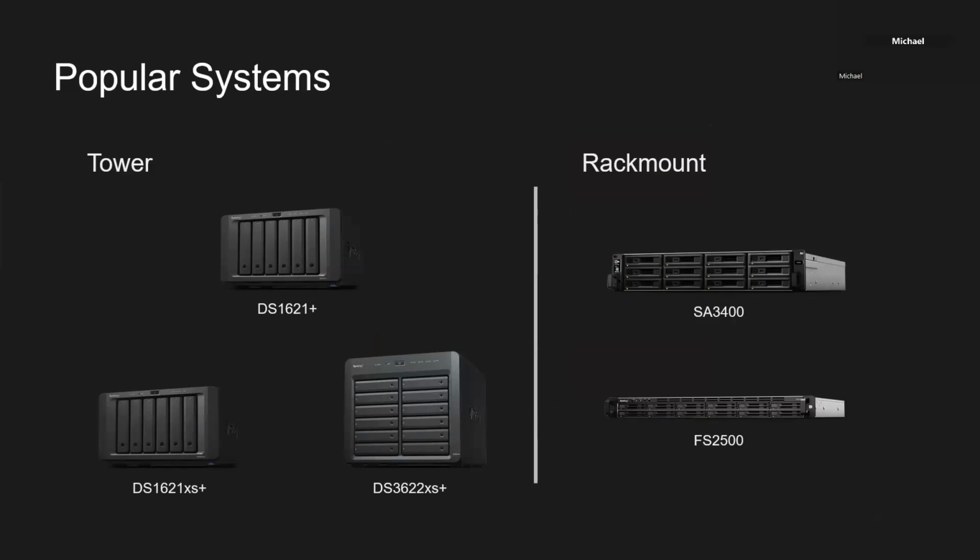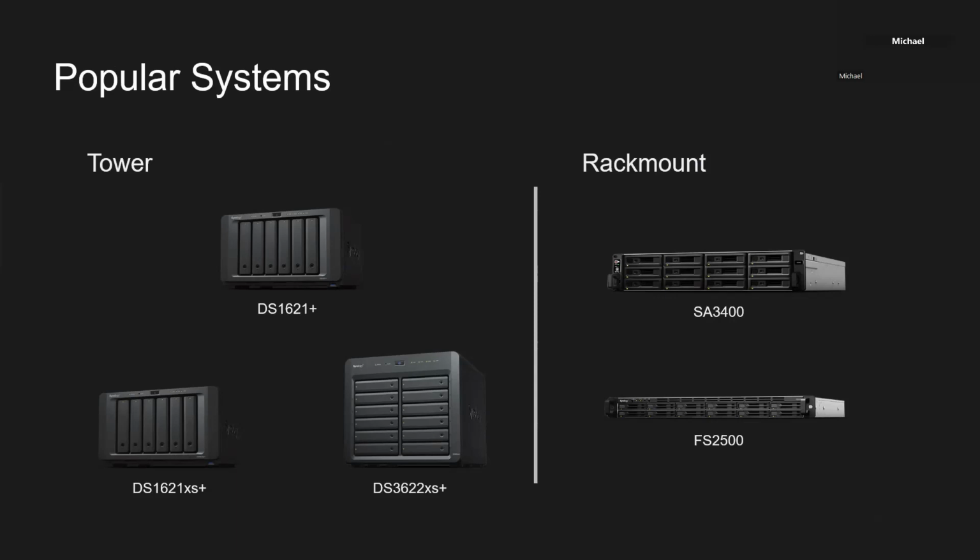So these are some of the popular models that we work with. On the tower side, we have the Plus series, so that's the DS1621 Plus, which is a 6-bay that we commonly work with for freelancers or small studios. This has a 10 gigabit upgrade as an option, so that can still provide fast access to your files. The next one up would be the XS Plus series, so the DS1621 XS Plus. Again, same 6-bay chassis, a little bit more of a powerful CPU in there with the Xeon, and it also has 10 gig built in from the factory.